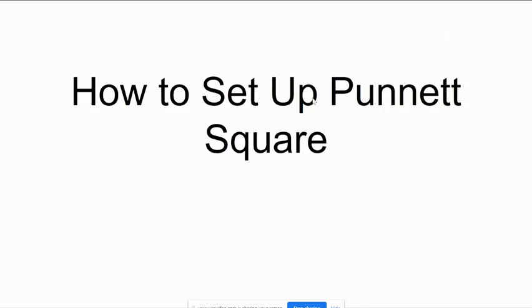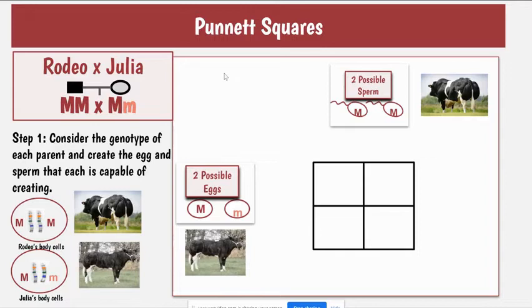So, how to set up a Punnett square. We are going to be using cow examples to show how to set up a Punnett square. For this one, I have Rodeo and Julia. If you take a look on my screen, Rodeo is the male who has both muscular genes for the heavy muscle. Julia is the female that has one heavy gene and one typical, so she's kind of in between.